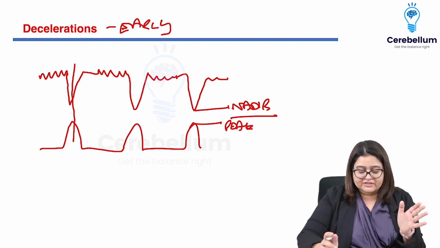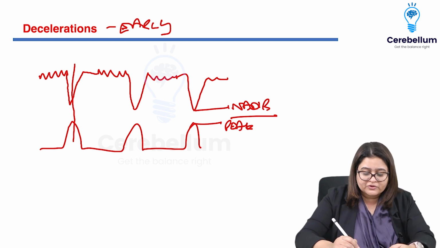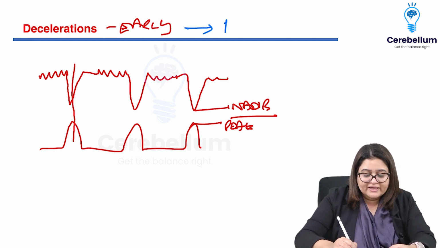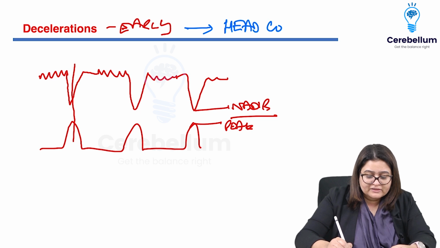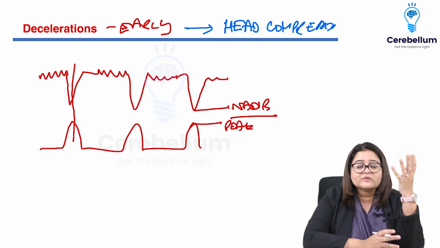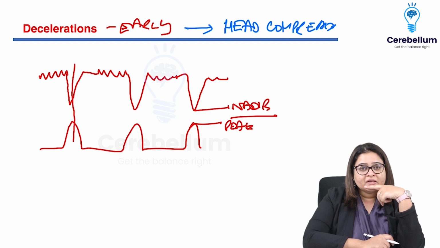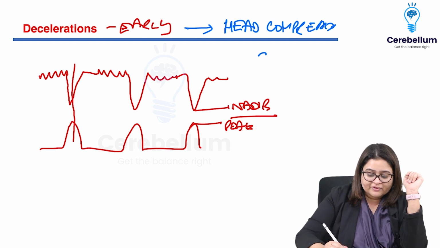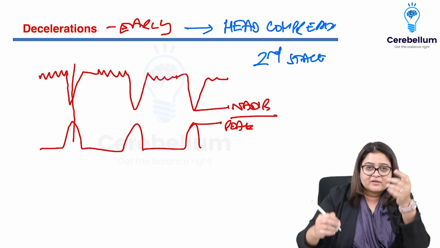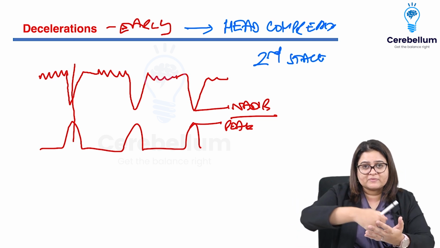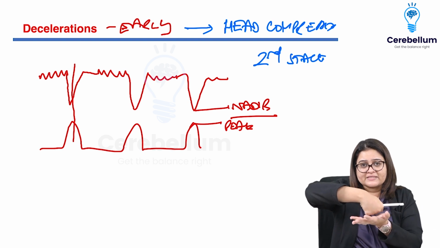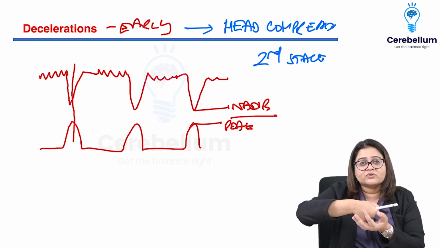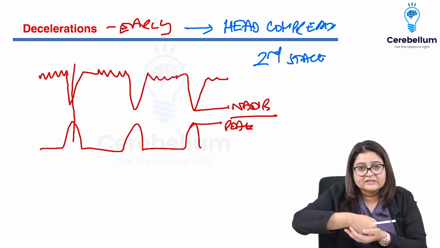This is early deceleration. Where is early deceleration seen? The second most important point you should know is it is seen in head compression. So when the fetal head is getting compressed, you will see an early deceleration. Now, in which stage of labor will you see the head getting compressed? In the first stage or in the second stage? You'll see it in the second stage of labor. Why? Because when the head is descending down maximally, it is compressing against the perineal floor, and that is leading to head compression, and that is leading to early deceleration.